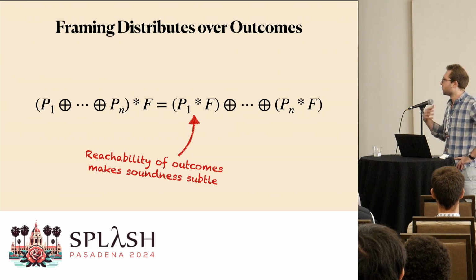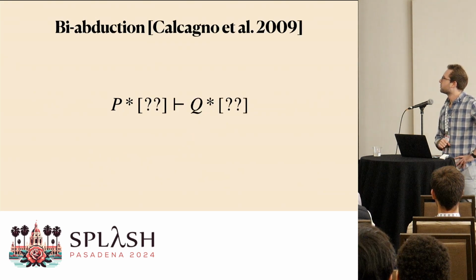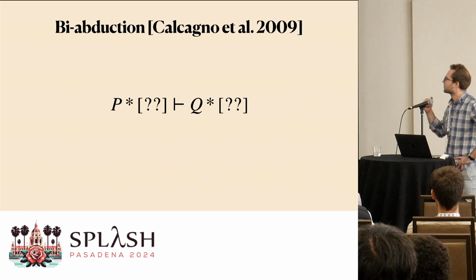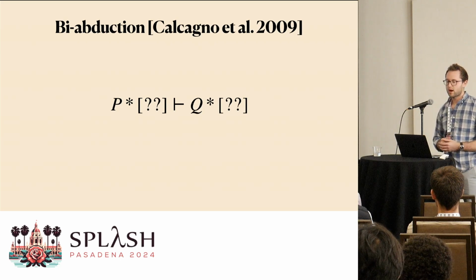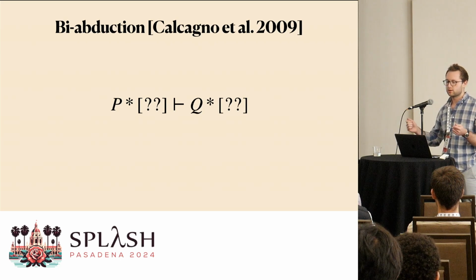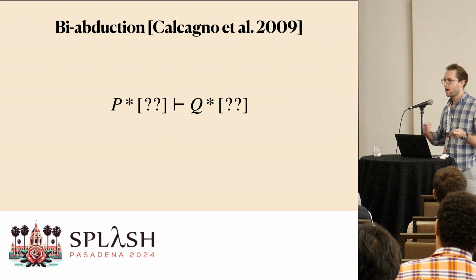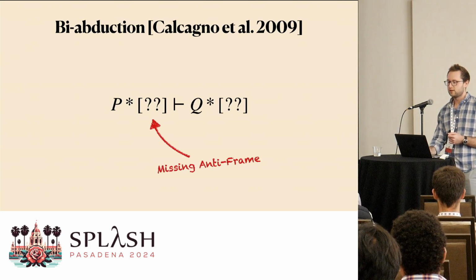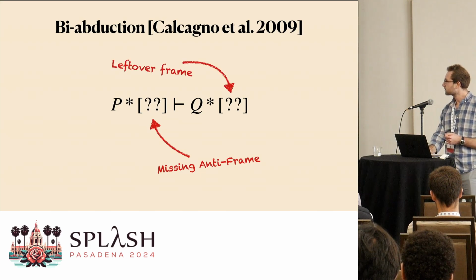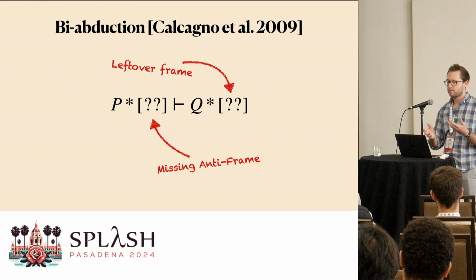Okay, so what does the frame rule allow us to do? Well, there was this work on bi-abduction, which is now about 15 years old, which provides a procedure for reconciling two separation logic assertions. So if you have some P and some Q, and you want to know how you can sequence these together, bi-abduction will find the missing anti-frame and leftover frame that you can add to these two things to make the first entail the second.